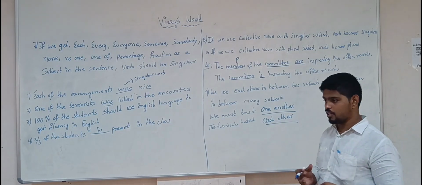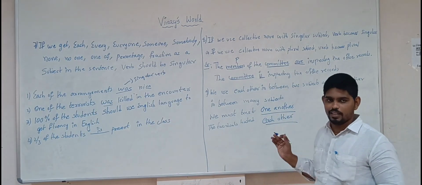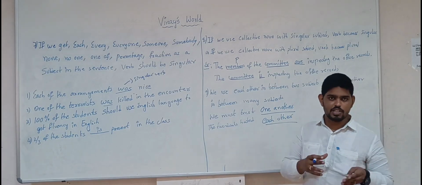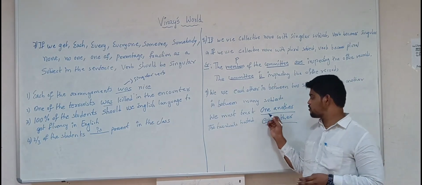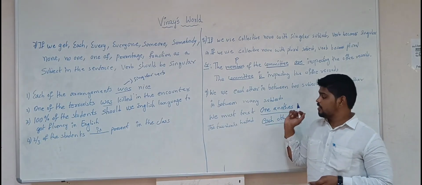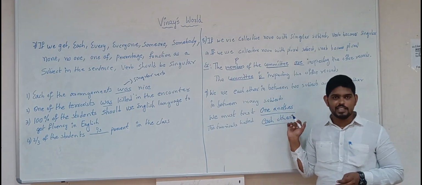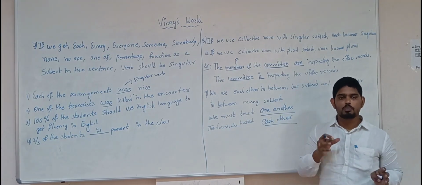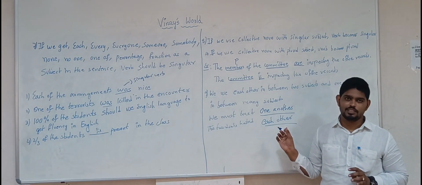Last but not least, we use each other in between two subjects and one another between two to many subjects. We must trust one another. That means we should have a trust on many people. So we should use one another. Next, the two rivals hated each other. This means the relationship between two people. So we use each other.